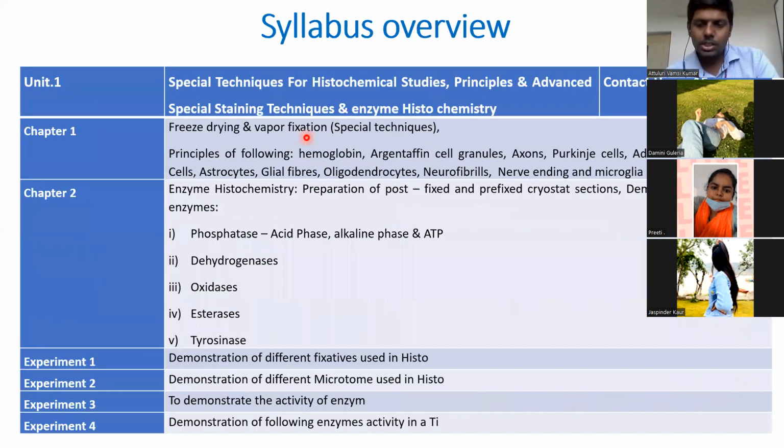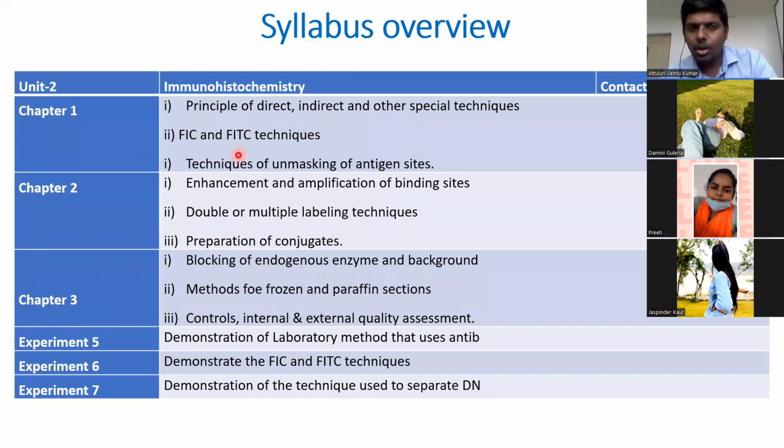If you see your syllabus, in the second unit you have all your immunohistochemistry, including fluorescein isothiocyanate techniques, or immunostaining, unmasking of antigens, amplification of binding sites, or retrieval of antigen sites, then labeling of antibodies, preparation of conjugates, various types of conjugates, then blocking of endogenous enzymes, preparation of frozen sections and preparation of paraffin sections and controls. In this third chapter, they also gave the importance of controls in immunohistochemistry.